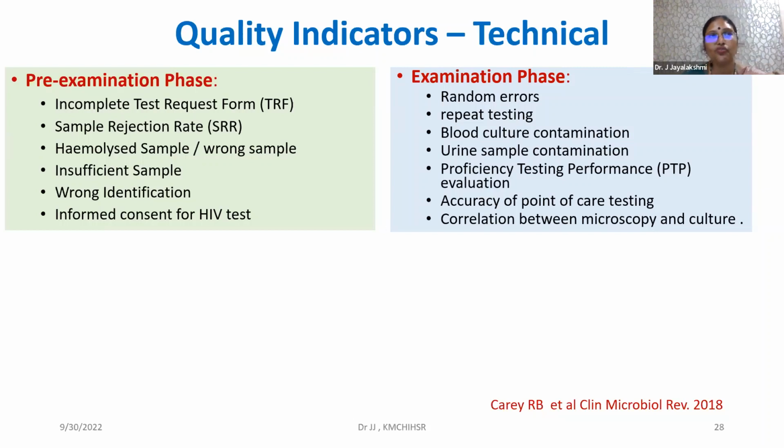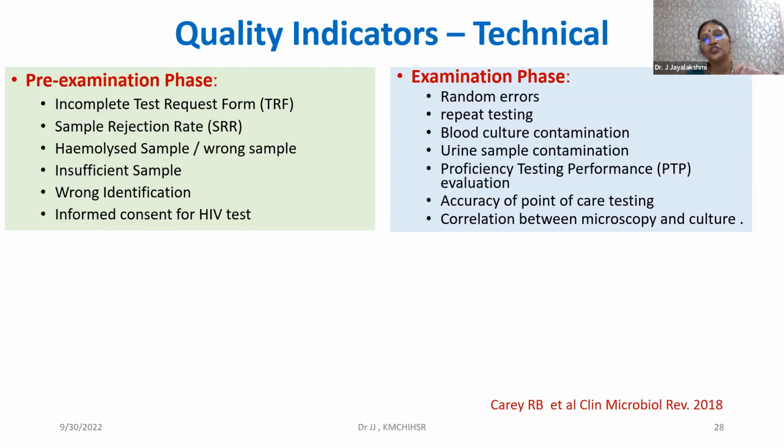In the examination phase, you look for random errors in testing, repeat testing that's been done for various reasons. Then contamination. You can have blood culture contamination, where your healthcare professionals need to be retrained or looked at for other causes of contamination of the bottles, etc. The other is urine sample contamination or inappropriate sampling, where you have more of a mixed urethral flora being grown in your cultures, where your patients need to be educated better. Proficiency testing performance evaluation, where you need to see whether your EQAS have failed or passed, what percentage you have got in all of these scores, and how you need to improve on each one of them.